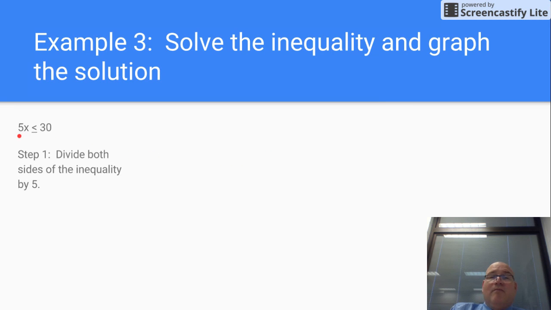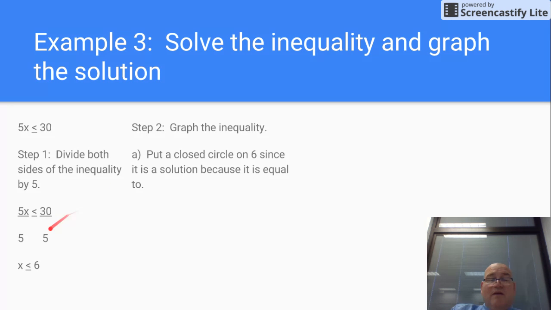Step 1, the variable on the left-hand side is being multiplied by 5, so we're going to divide both sides of the inequality by 5. Just like the equation separates it into two sides, the inequality symbol separates it into two sides. So 5x is less than or equal to 30, dividing both sides by 5, x is less than or equal to 6.